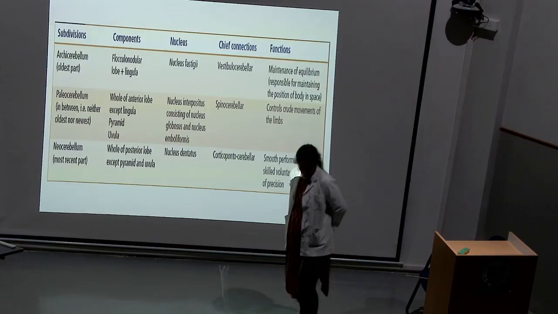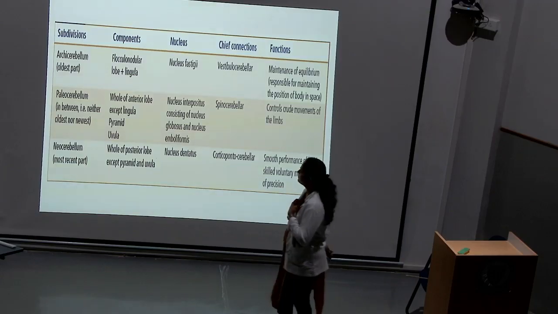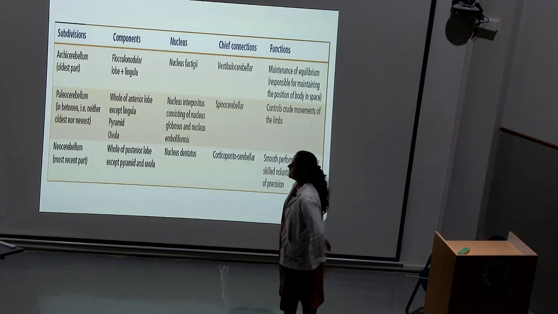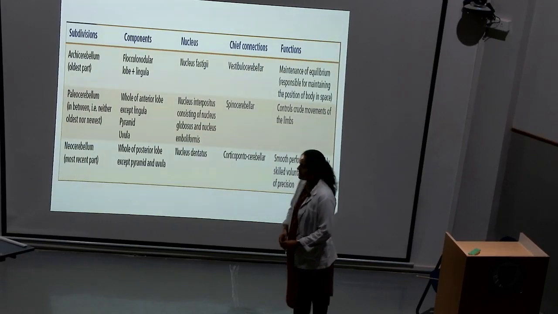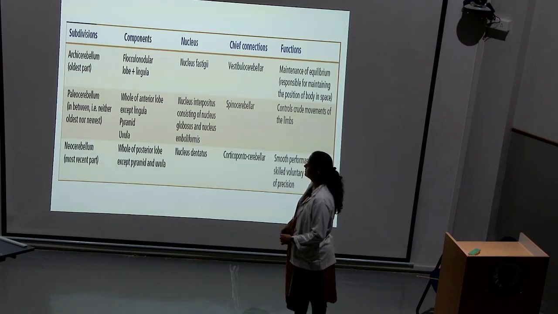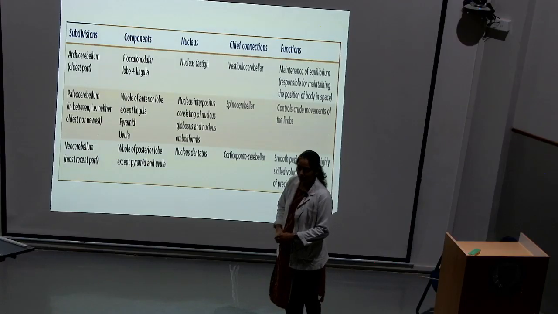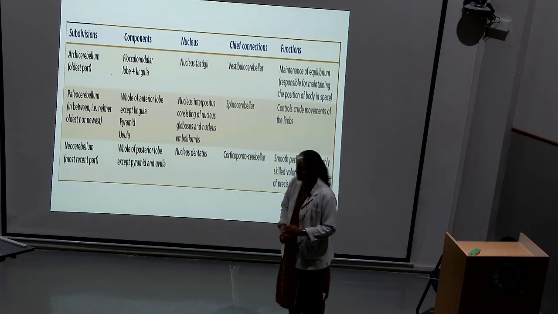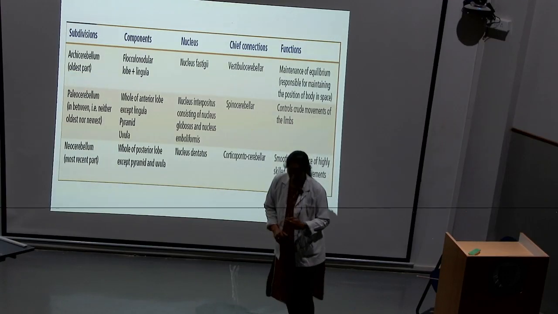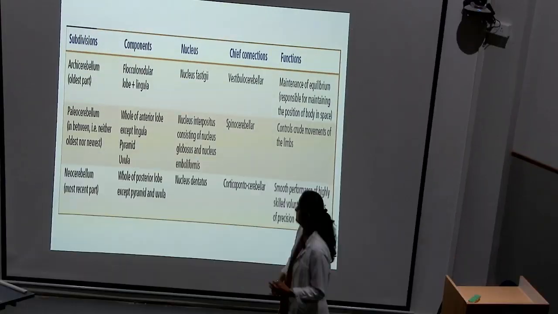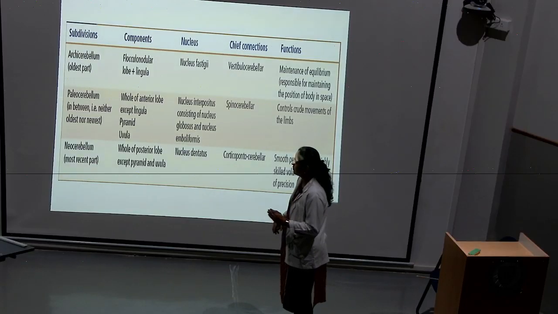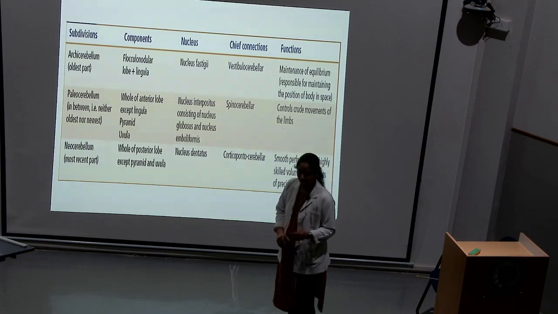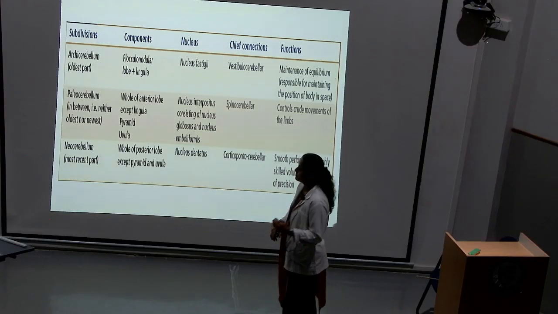So the morphological subdivisions are the archicerebellum, forming the oldest part of the cerebellum, represented by the flocculonodular lobe and lingula, and it's concerned with maintenance of equilibrium. The paleocerebellum, the next one to develop, seen in terrestrial vertebrates, is represented by the whole of the anterior lobe, obviously excepting the lingula, but includes also the pyramid and the uvula.